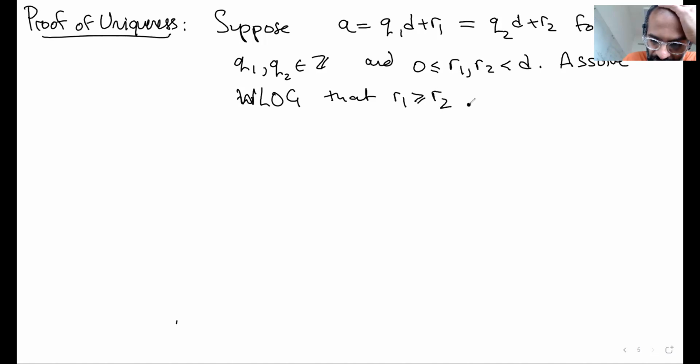So now I want to show R1 is equal to R2. Any thoughts on what I could do with the information I have on the table right now?